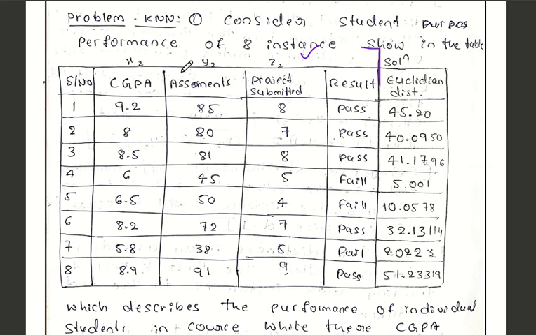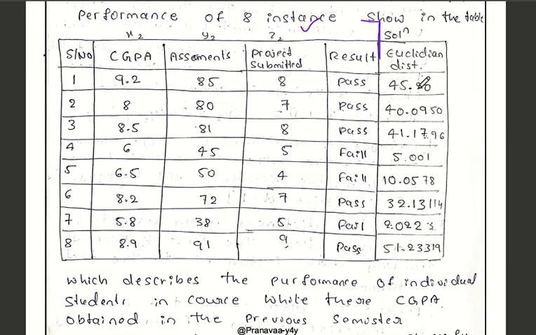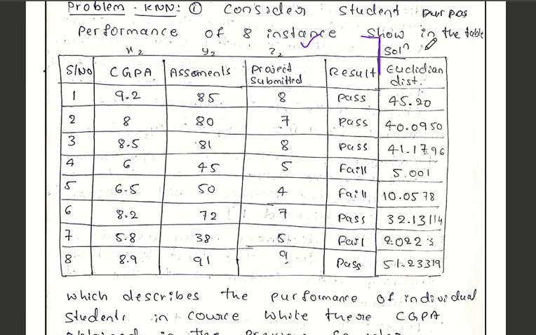When you start solving this problem, you need to draw this entire table again, and add one extra column, that is the Euclidean distance, because you need to find the Euclidean distance here. That's why in the question paper the table is given only up to the result column. Further you need to add this one extra column, then start with the solution.